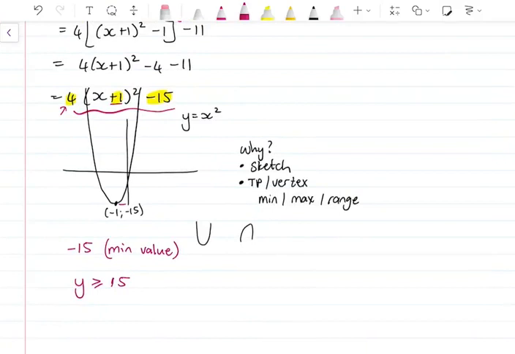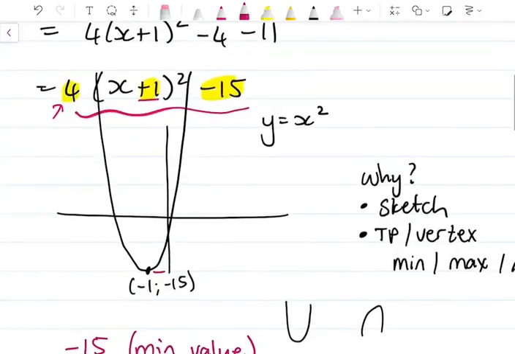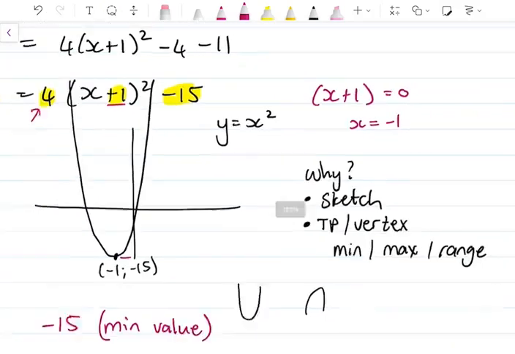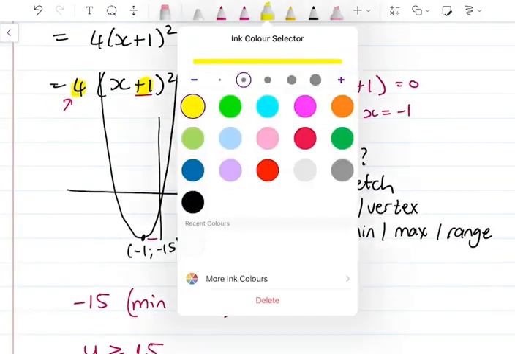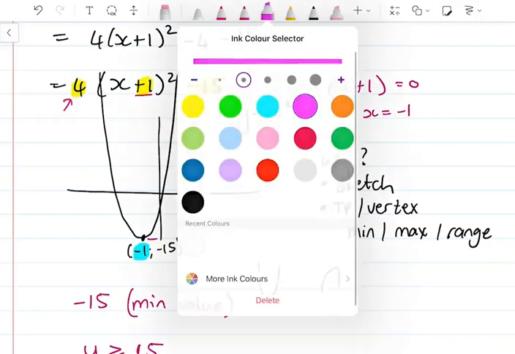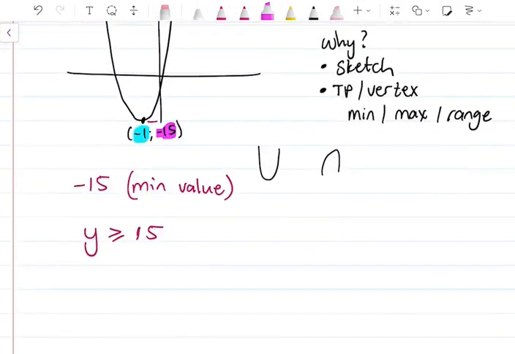Okay, so completed square form helps us sketch, and it helps us to see the vertex or the turning point. If you look at the vertex, what we do is we take what's inside the bracket, x plus 1, and we make that equal to 0. So basically, we can see that we're using the opposite sign for our x value. So our vertex is minus 1, and then we use the same sign that we have over here, minus 15. That gives us the vertex of this quadratic.